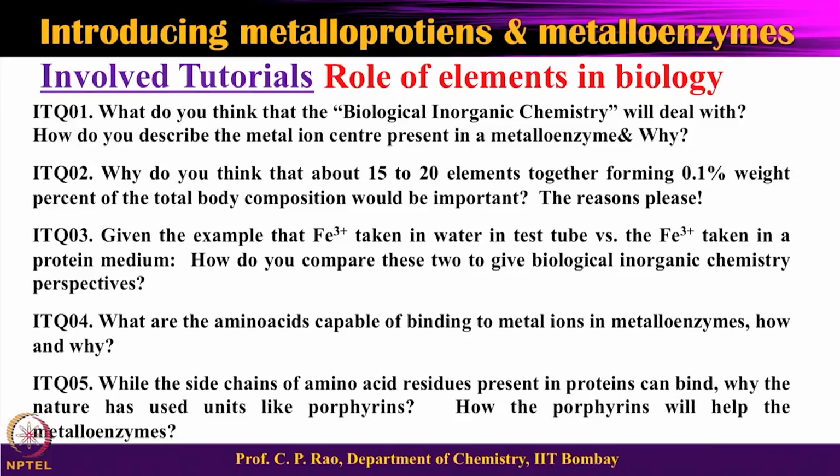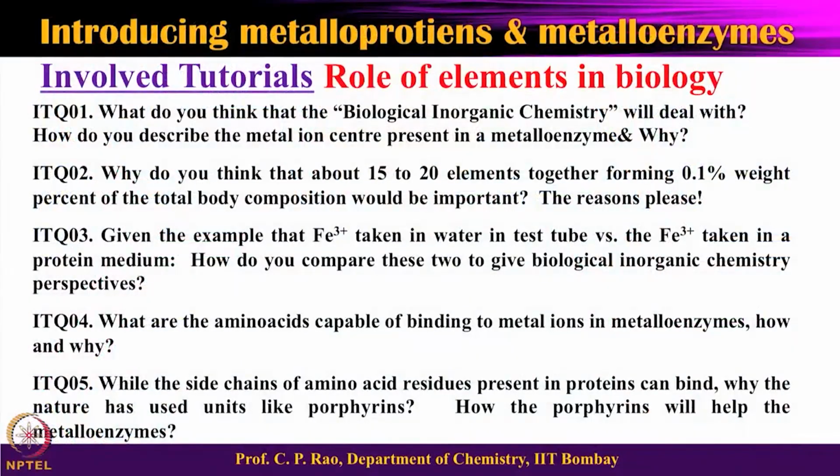So, even though these 15-20 elements together are only 0.1%, they are still very vital, because they make the entire enzymes work, cell signals function, and the biochemical processes go on in the body. All of these are triggered, initiated, processed, favored or supported by the metal ions in metalloproteins, metal ions, anions, various kinds of things. Okay, so let us come to the third one.